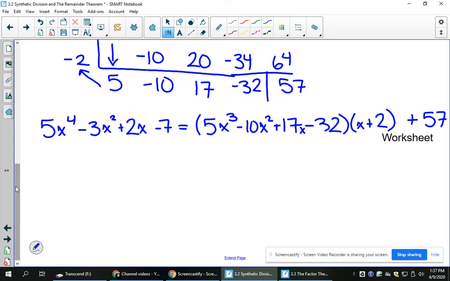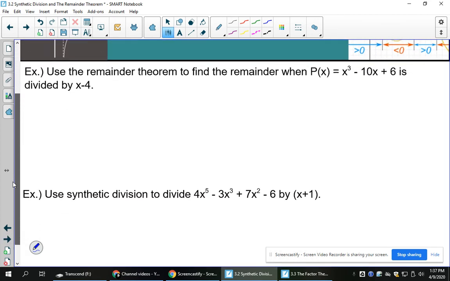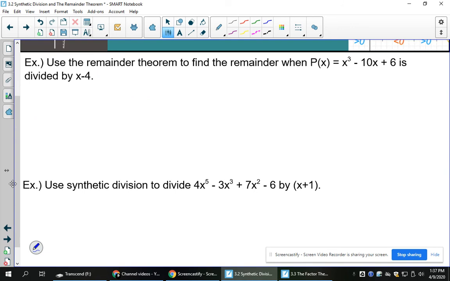Now the worksheet there is attached on the website, but we are going to move on. You can pause the video and try that worksheet and come back later if you wish. The rest of this continues to use the same synthetic division and the same remainder theorem that we looked at.